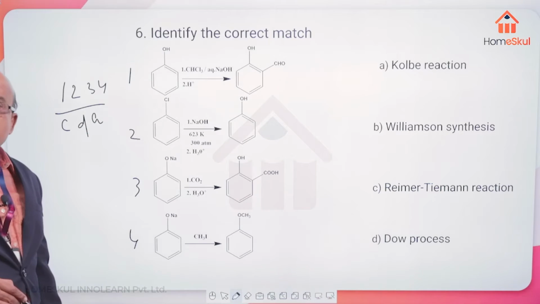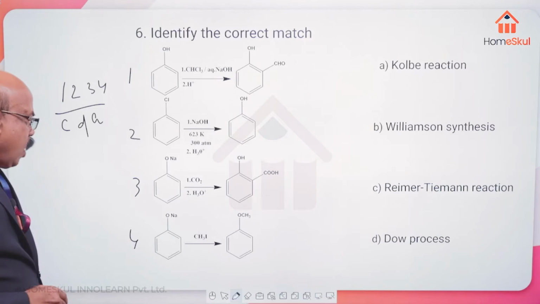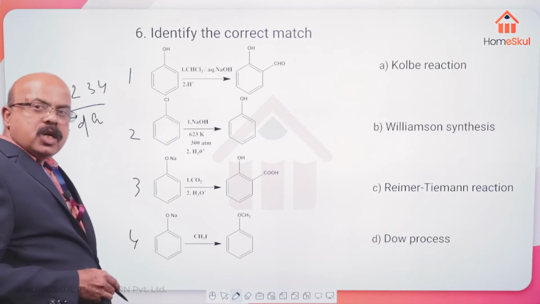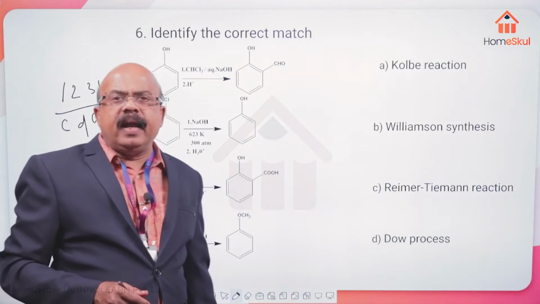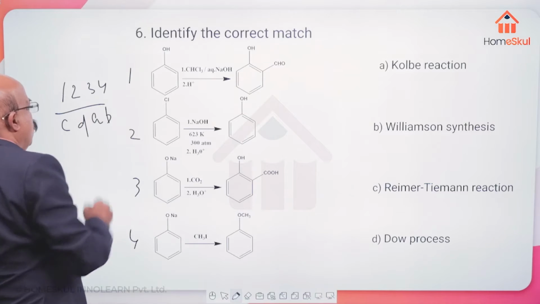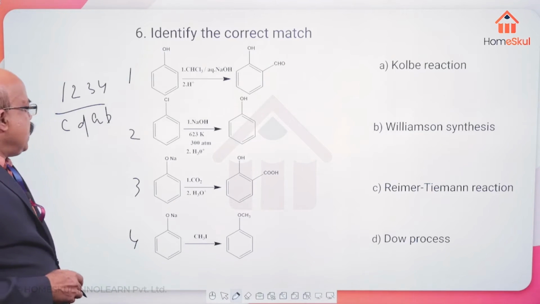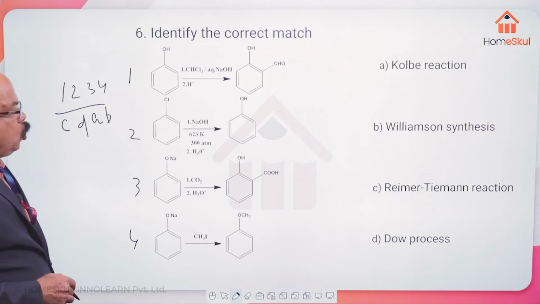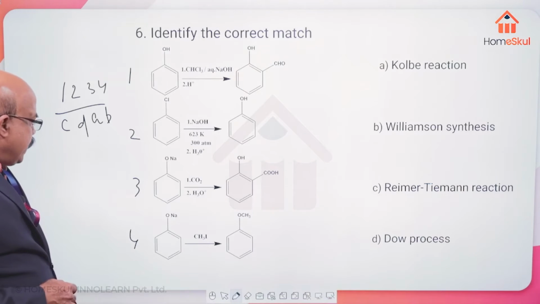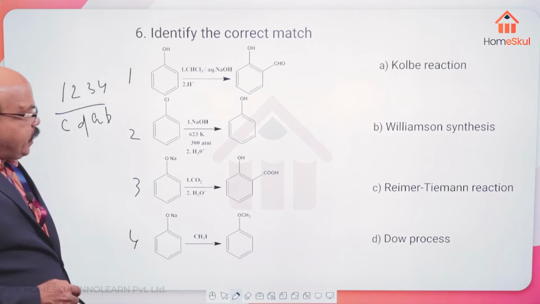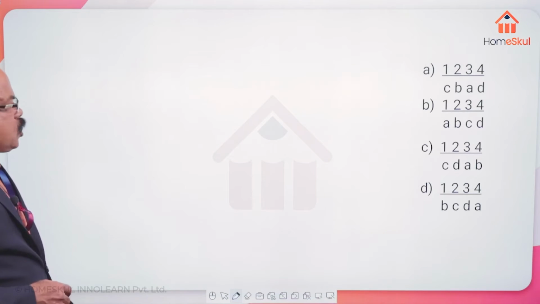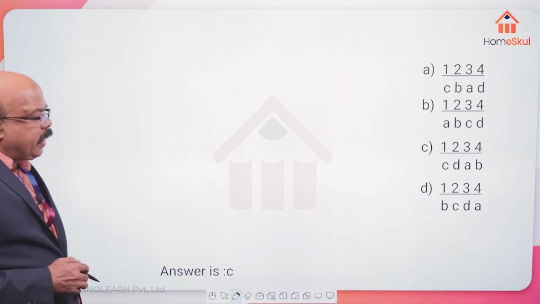And last one, sodium phenoxide on treatment with methyl iodide giving anisole. It is an ether that will be formed. Sodium phenoxide on treatment with alkyl halide produces an ether. This is Williamson's ether synthesis. So 1 is related to C, 2 is related to D, third one is related to A, and the last one is related to B, Williamson's. So that is your option C. The third one is your answer.